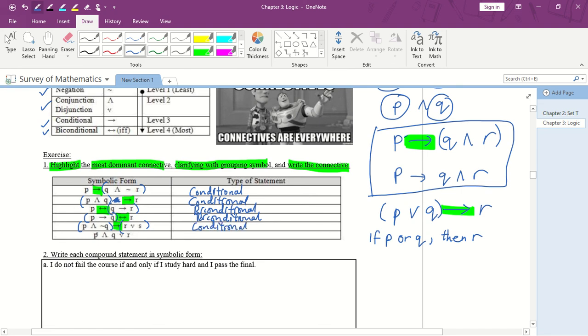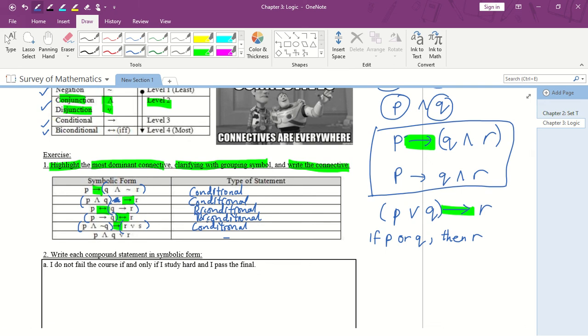Let's look at the next one. P and Q or R. We know that this conjunction and this disjunction are both in level 2, which means that they have the same level. So neither is more dominant than the other. That means one is not dominant over the other. So we know that this is separated into 3 parts. So there's no type of statement here, because they are equal in the same level.